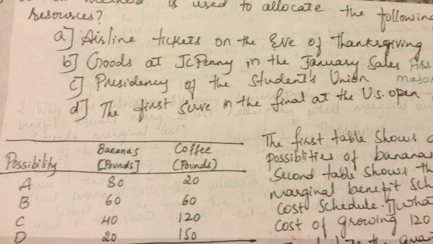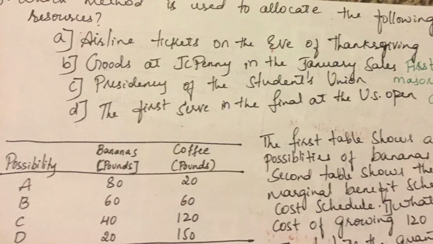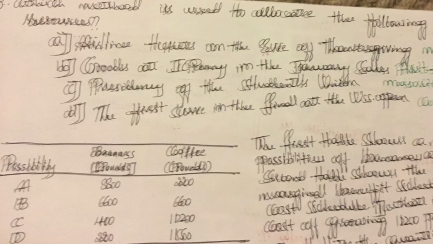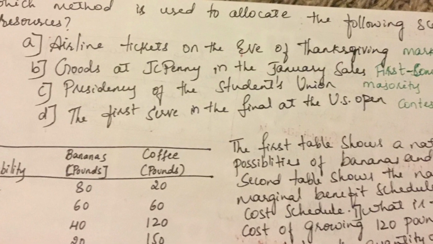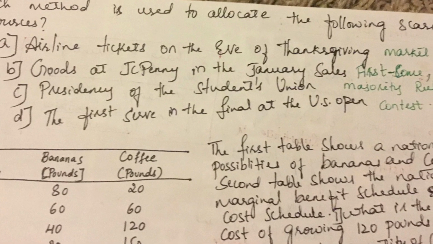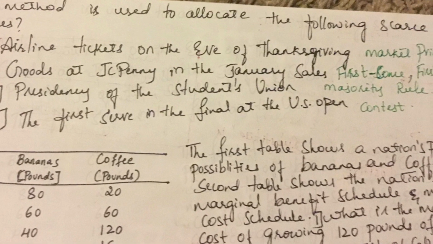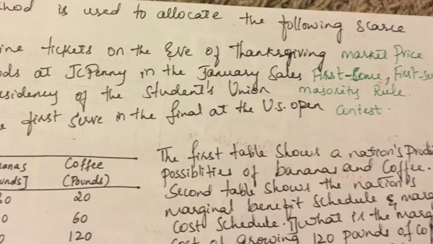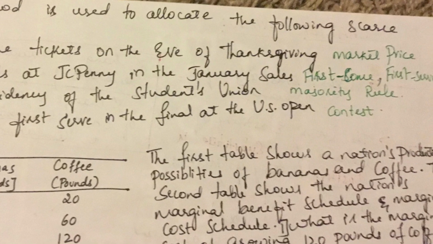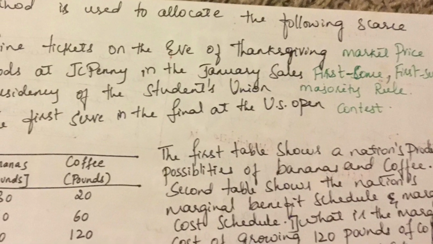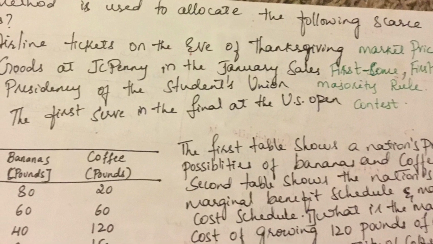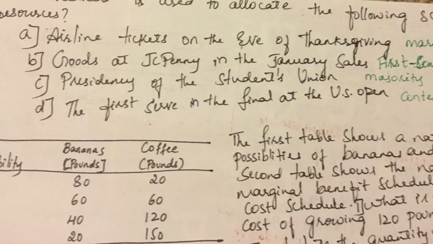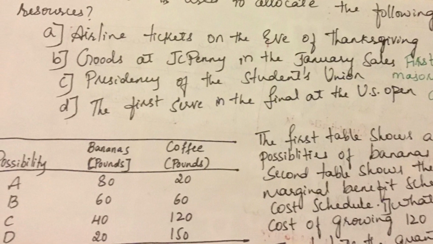The third one is, which method is used to allocate the following scarce resources? A, airline tickets on the eve of Thanksgiving; B, goods at JCPenney in the January sale; C, presidency of the Students' Union; D, the first serve in the final at the US Open. The first one, airline tickets on the eve of Thanksgiving, is allocated through market price. The second is first come first serve. The third is through majority rule, and the fourth is through contest.